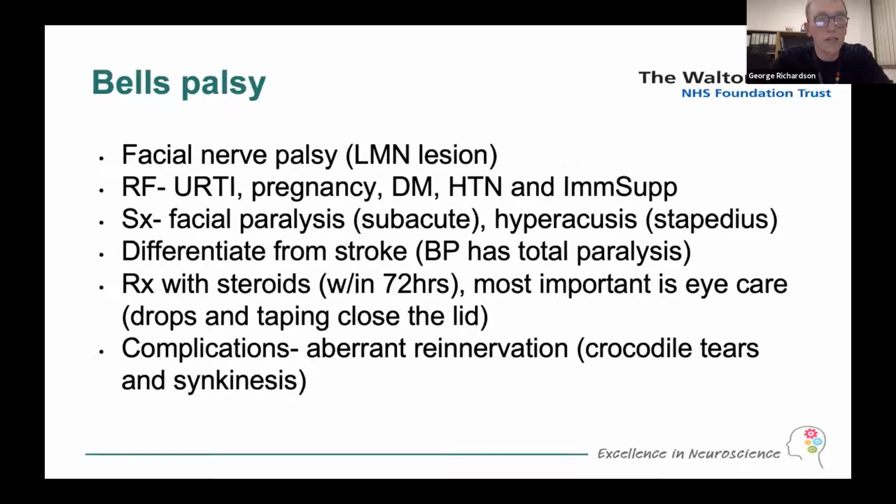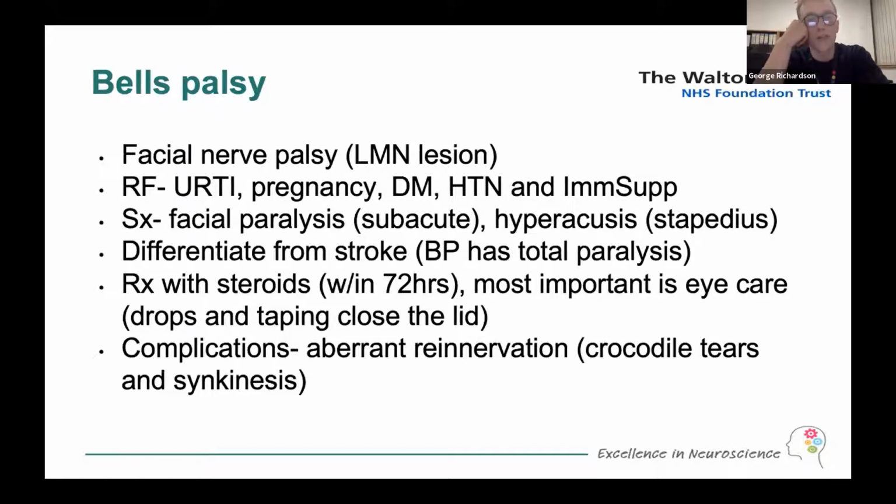So Bell's palsy, it's a lower motor neuron lesion of the facial nerve. The risk factors related to developing a Bell's are upper respiratory tract infection, pregnancy, diabetes, hypertension, and immunosuppression. The symptoms are facial paralysis that's usually pretty subacute, so within hours is the onset, and patients can also get hyperacusis as well, which is increased volume of hearing, and that's because the stapedius muscle, which is within the ear, is innervated by the facial nerve.